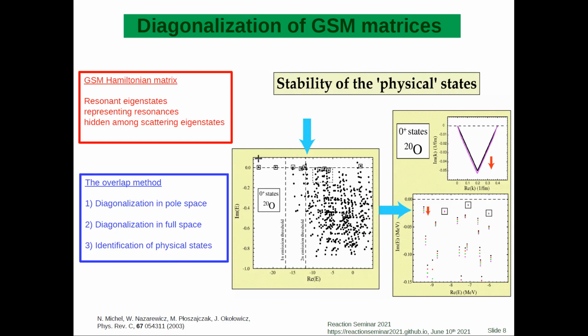16 core, where only the d3/2 contour is considered as Berggren, because then the space is small enough to do a complete diagonalization. We can identify here the resonance states, here and here. And all the rest here is made of scattering states.